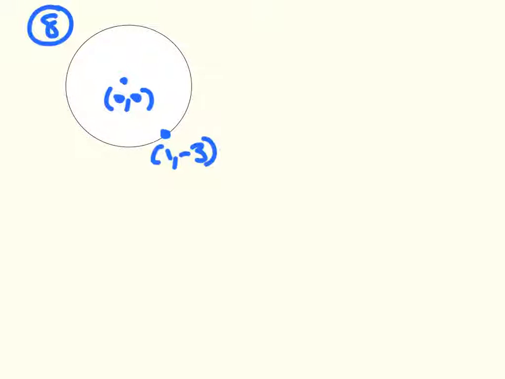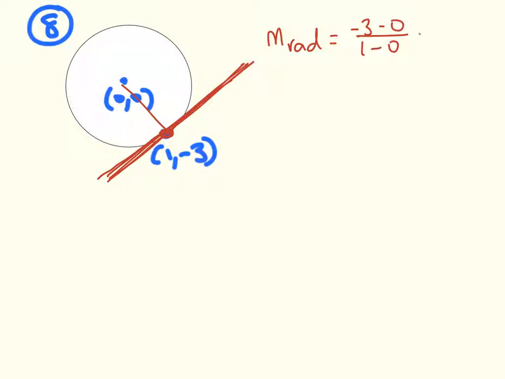Question 8. We have a circle which is centred on the origin, 0, 0. And we're trying to find the equation of the tangent, that's not a very good tangent, but you know what I mean, at the point 1, minus 3. How do we do that? The stages we go through, first of all, is find the gradient of the radius. So that's negative 3 minus 0 over 1 minus 0, which is negative 3. Then we get the gradient of the tangent, which we know is perpendicular to that, so that's a third.